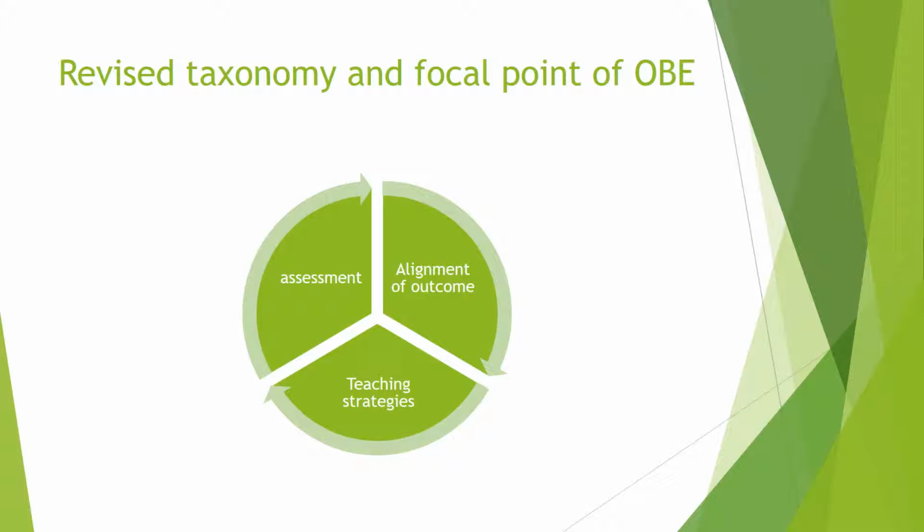Revised taxonomy and focal point of outcome-based education. The use of the grid in the previous slide can be applied to the outcome alignment, teaching strategies, and assessment. As an example, for teaching strategies, if what is required is a recall of definition or remembering facts, then we can adopt the direct instruction strategy. As we move up the skill level required and more advanced knowledge, we can adopt other strategies like discussion, small group work, cooperative learning, problem solving, inquiry, case study, role play, and writing.